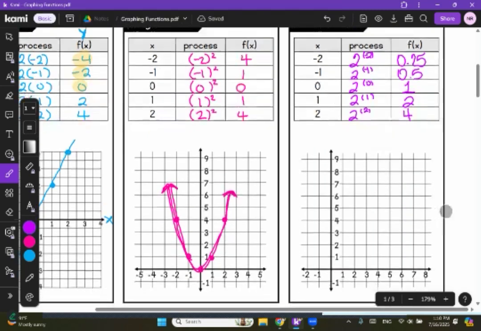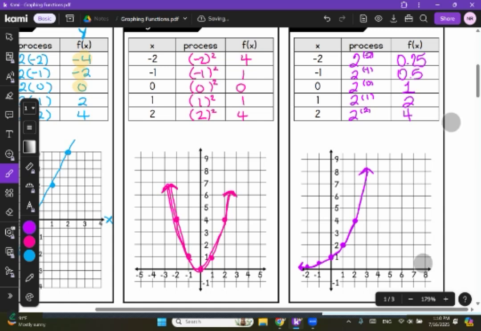All right. So first number is -2, 0.25. So I'm going to put it way down here somewhere. -1, 0.5, so halfway in between 0 and 1. 0, 1. 1, 2. 2, 4. And what this one gives you is an exponential function, which is the very last function that we're going to study in this class at the very end of the year. But yeah, it will give you half of a curve.